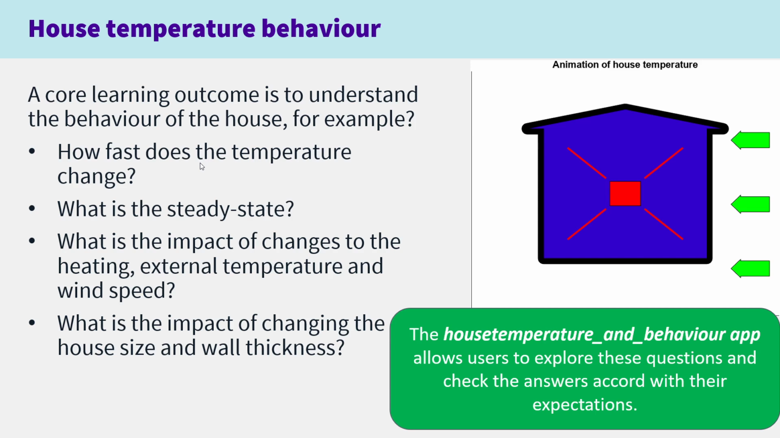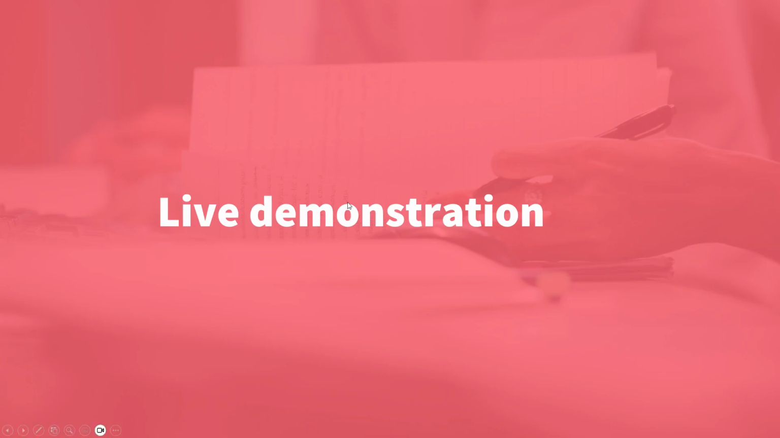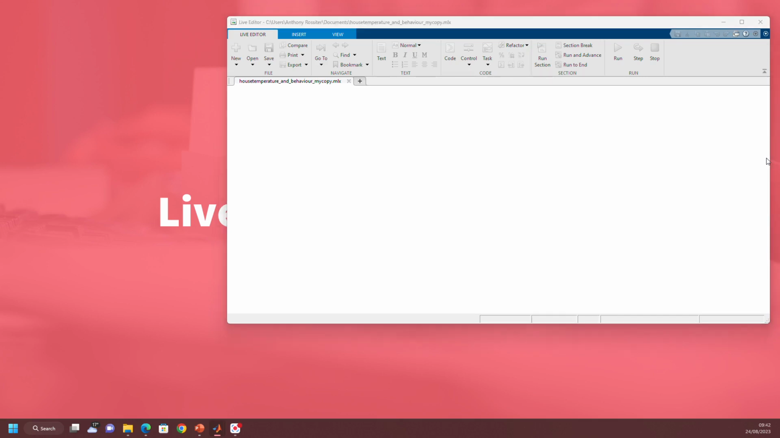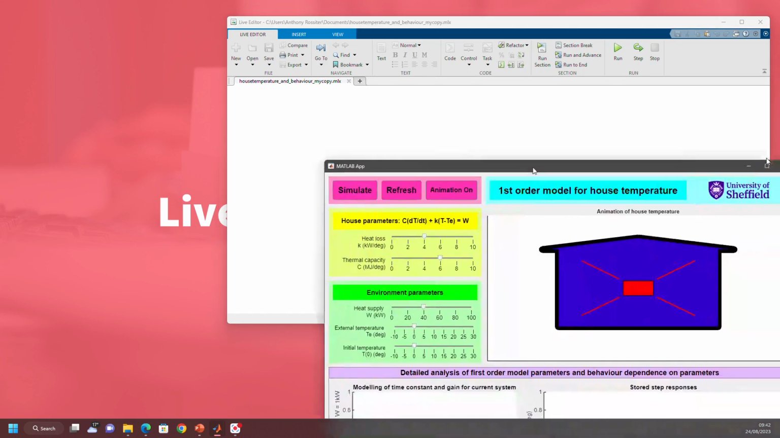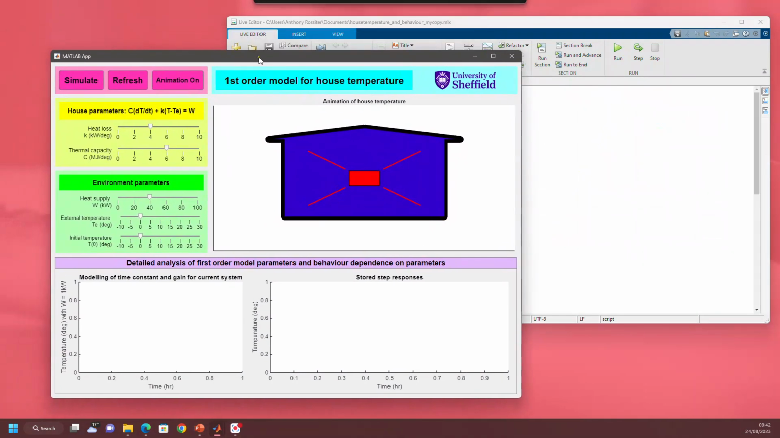So the house temperature behaviour app allows users to explore these questions and check the answers accord with their expectations. So let's do a live demonstration. So I'll find the house temperature app. There it is. Again, you sometimes have to wait a few seconds for it to open. You can see the manual is being opened automatically, as you expect.